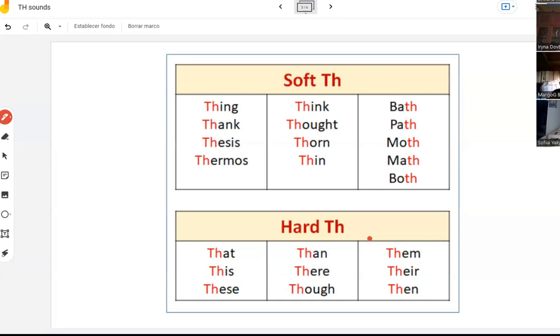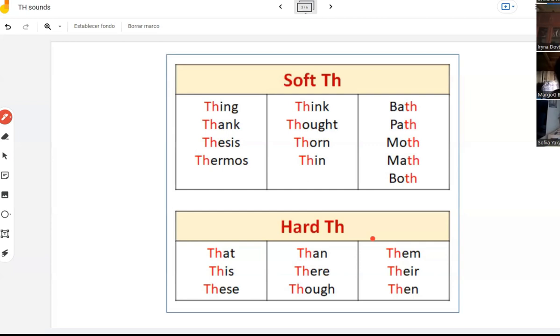Okay, next column: then, there, though. Third column: them, there, then. Okay, so we do the same with the first, second, and third. That, then, them. Ready, Sophia? That, then, them. Excellent. Margot? That, then, them. Very good.